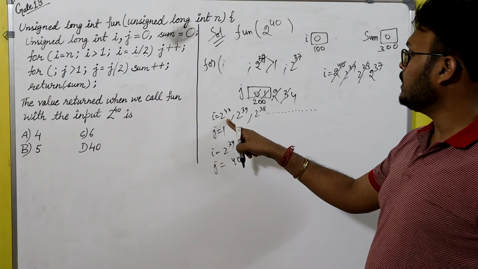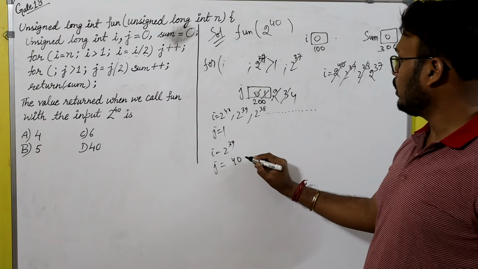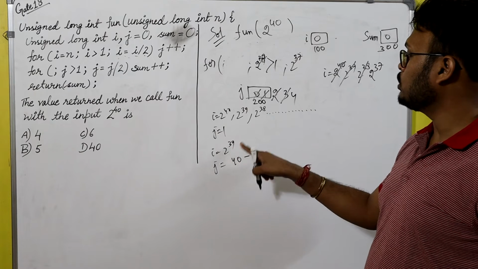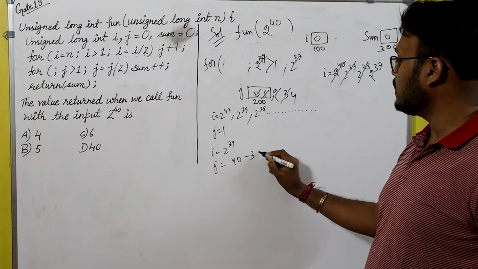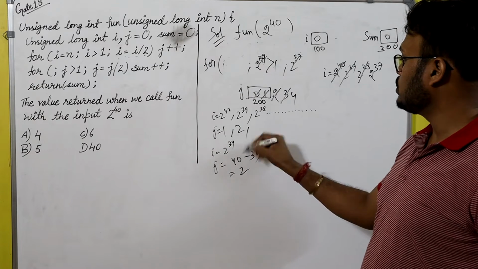What was the initial value of I? 2 to the power 40. So, its power was 40. 40 minus, what is the current value of I? 2 to the power 39. So, what is its power? 39. 40 minus 39 plus 1. So, it is 2. So, j value is 2.